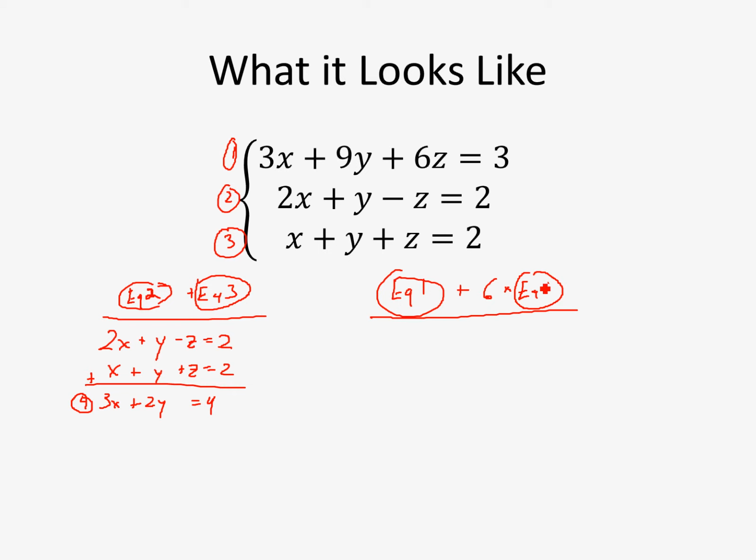So first let's do 6 times equation 2. I want to put parentheses there because I want to multiply everything by 6. That's going to become 12x plus 6y minus 6z is equal to 12. That's my new equation 2. I don't really want to call this equation 5 yet, because I'm going to have a special thing for equation 5.